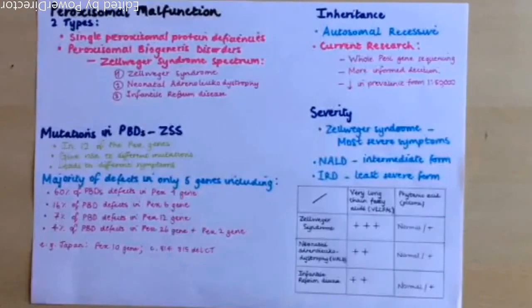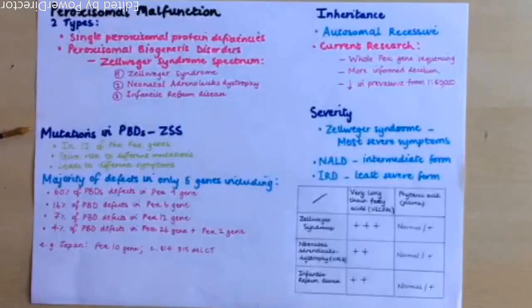Broadly, peroxisomal diseases can be classified into two types: single peroxisomal protein deficiencies and peroxisomal biogenesis disorders. Within this category there are multiple different disorders. However, this video is focusing specifically on Zellweger syndrome spectrum, which is then broken down into three types: Zellweger syndrome, neonatal adrenoleukodystrophy, and infantile Refsum's disease.